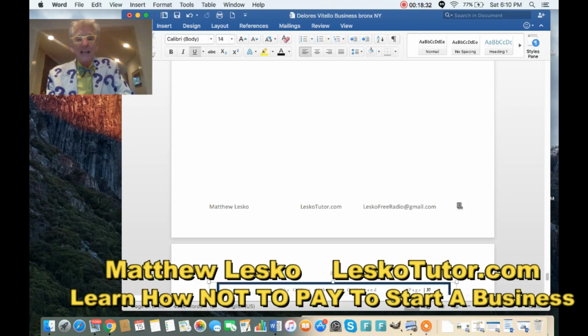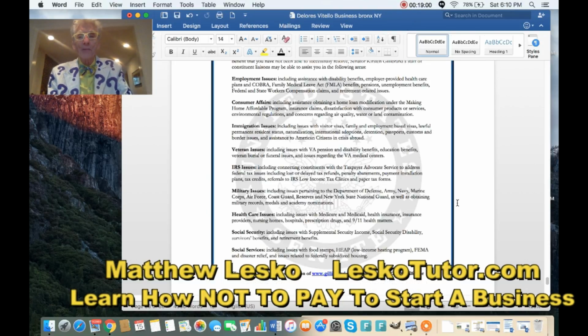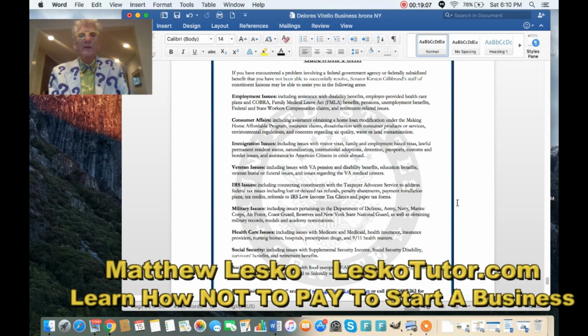They want to help. Now here I put something from a senator's office. Look at it. She has this free grant guide. You're looking for a grant on any of these things: small business, affordable housing, general grants, green energy and clean technology. She's not in my district, but every congressman has those. This is a form you fill out, you send it to them, and they send you the information or help you call the other one. Then they have caseworkers. This is from the senator's office too, and it describes how they work.